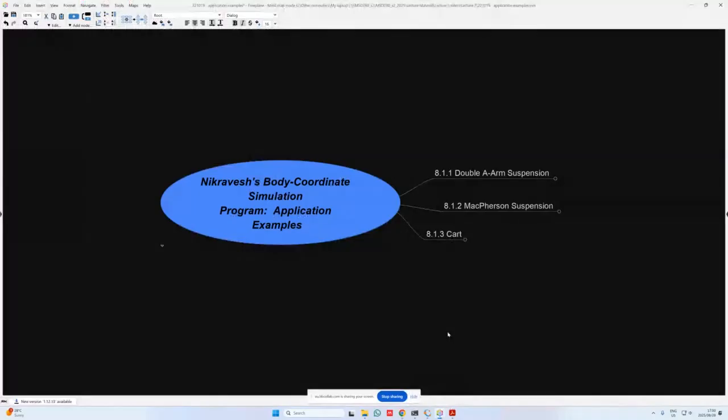We're going to continue today with our third study theme, which revolves around Nikravesh's body coordinate simulation program and the application examples that we want to look at using his DAP-BC algorithm that is available in MATLAB and Octave. Now, in the previous lecture, we started off with this study theme, and we first looked at two suspension examples. And this is usually a good place to start when you're looking at point-to-point forces or spring mass damper forces.